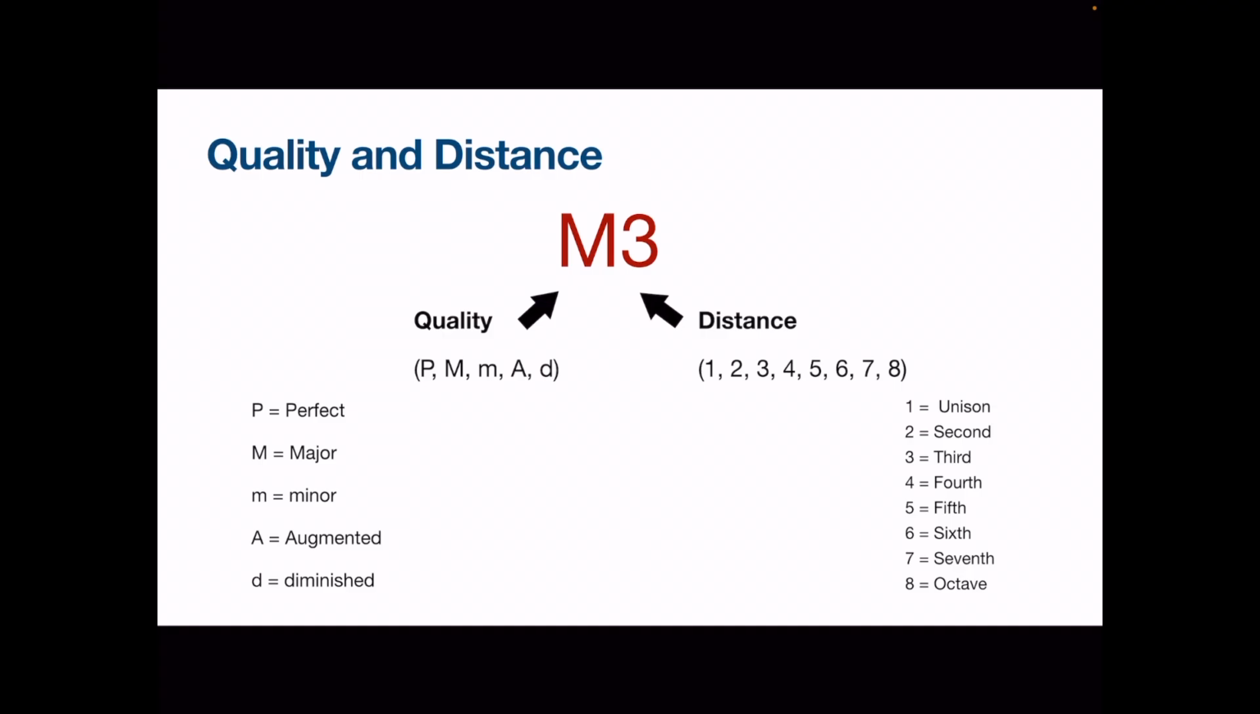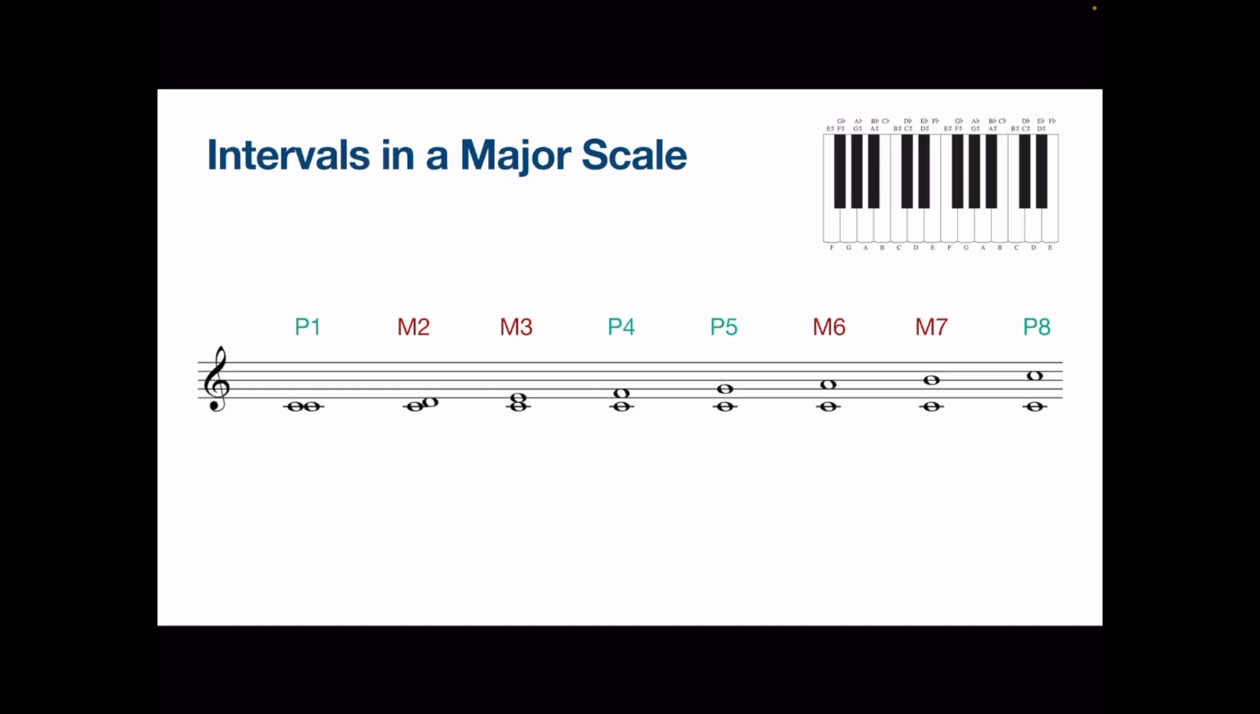And then the later part is the distance. So unison, second, third, fourth, fifth, sixth, seventh, octave. 1, 2, 3, 4, 5, 6, 7, 8. These are going to be the latter part of your interval writing. Okay, so please remember, we always start with the quality, and then we end with the number, which shows the distance.